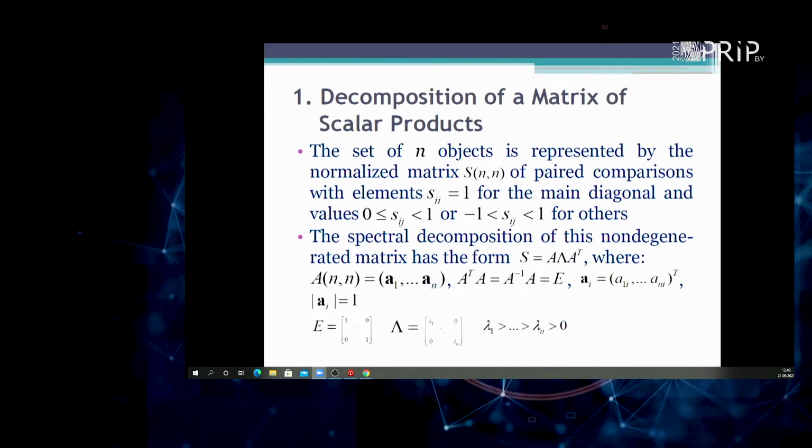We have a set of n objects represented by a normalized matrix S of paired comparisons, with units on the main diagonal and other elements not more than one by module. So the spectral decomposition of this non-degenerate matrix has the form where A is the matrix of eigenvector columns. This is an orthogonal matrix, and these are normalized eigenvectors. So E is a unit matrix, and lambda is a diagonal matrix of the eigenvalues. And these eigenvalues are positive and ordered in descending order.